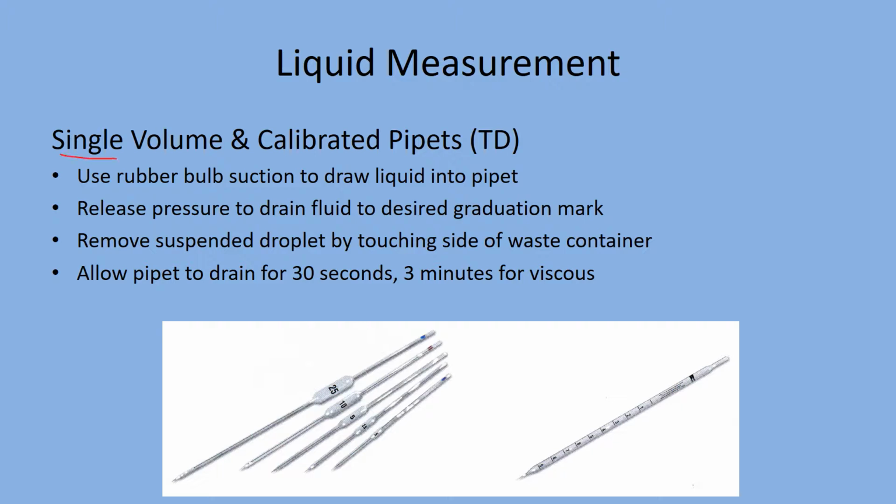Single volume pipettes or calibrated pipettes are designed to deliver. So if you have something really thick or resistant to flow, you may have to hold it there for 3 minutes. So don't shake it. Don't try to wiggle out that last drop. Just let gravity pull it down and it will deliver the correct amount.